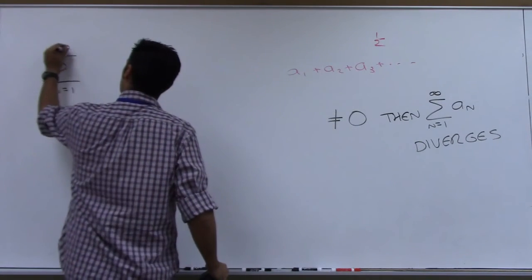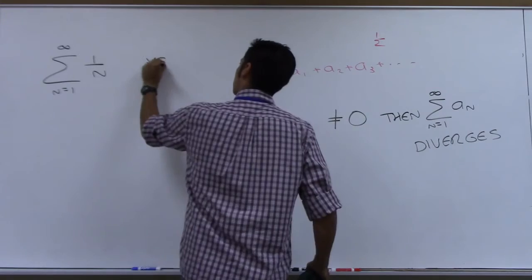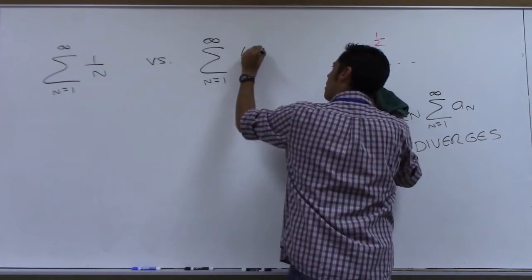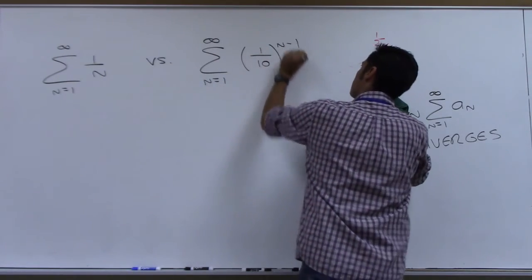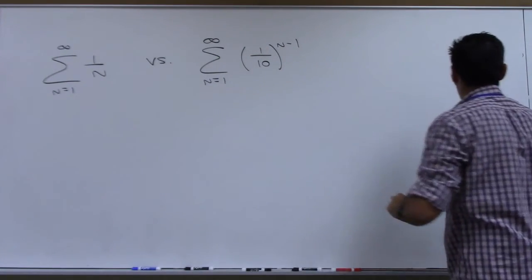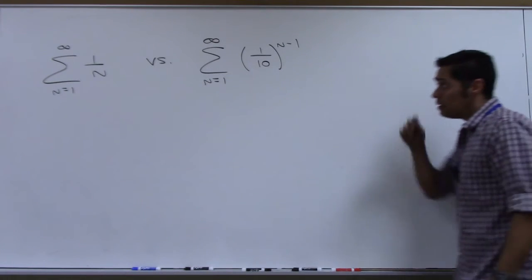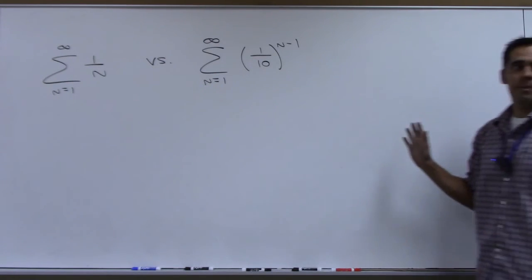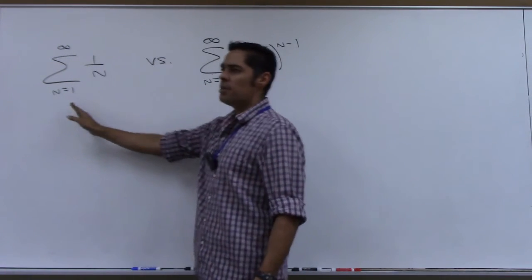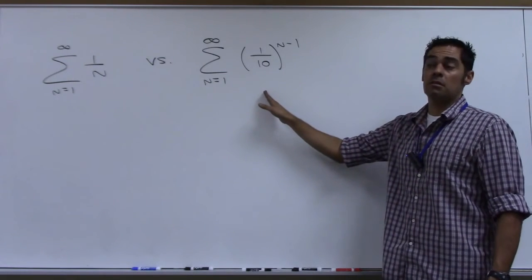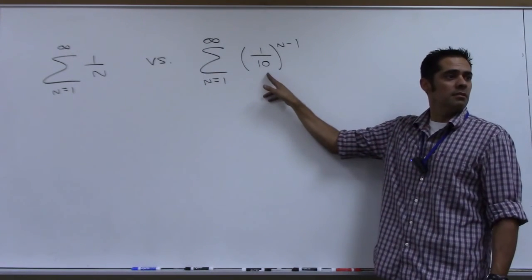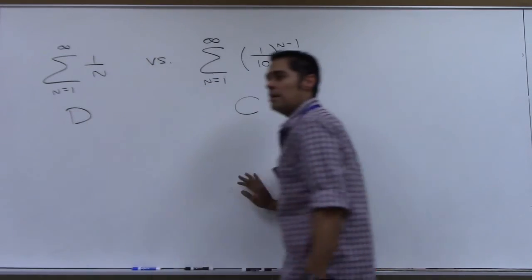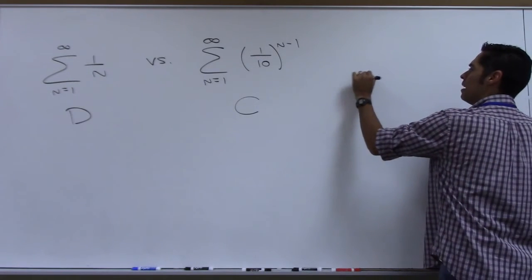Look at this one. The sum from n equals 1 to infinity of 1 over n, versus the sum from n equals 1 to infinity of 1 over 10 to the n minus 1. The one on the left is what type of series? Harmonic. The one on the right? Geometric. We know what happens here, don't we? This one diverges. This one converges because r is 1/10. So this is convergent, this is divergent. Everyone agree?